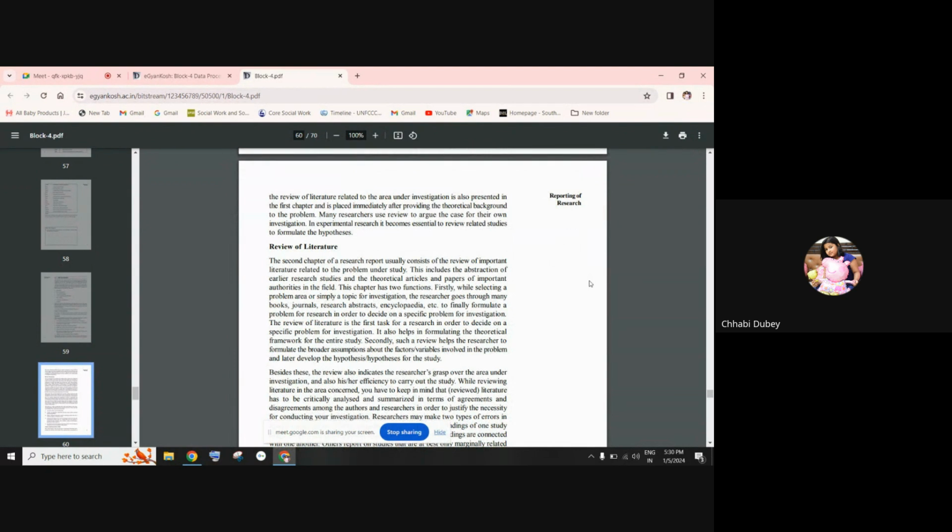So the more review we do about the various data which is already available, or the secondary data that is already available, this will help us to grasp the area that we want to study. While reviewing literature in the area concerned, you have to keep in mind that whatever literature we have reviewed has to be critically analyzed and summarized in terms of agreements and disagreements among the authors and researchers. So it would be basically a kind of critical analysis of the literature.